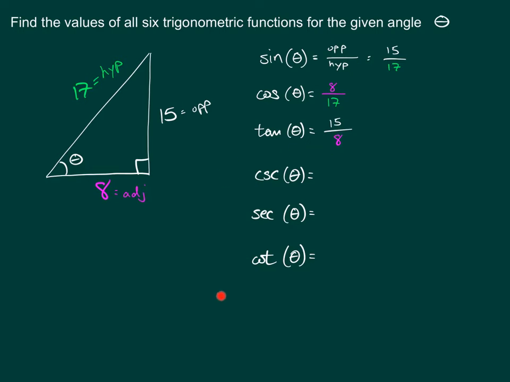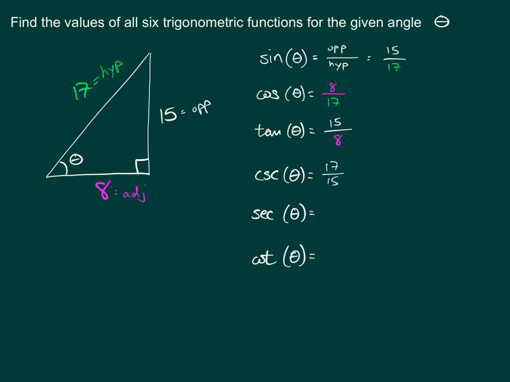Now you could go through and do cosecant, secant, and cotangent, just like you saw the definitions of those a few slides ago, where cosecant is the hypotenuse over the opposite, or you could start remembering that sine and cosecant are reciprocals of each other. So if you already know that sine is 15 over 17 and you're trying to find cosecant, that means cosecant will just be the reciprocal of 15 over 17, which will give you 17 over 15.